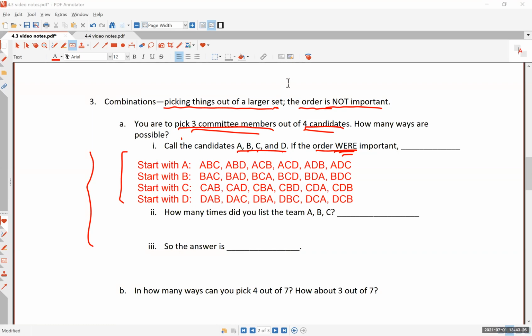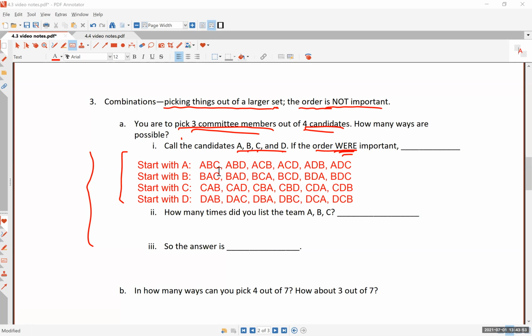All right, welcome back. This is part 2 of section 4.3. And I left you with this question of listing all the possible permutations of 3 people out of 4 people called A, B, C, and D. Even though we are going to be discussing combinations, we're going to start with permutations. So how many permutations are there if you are to choose 3 out of 4?